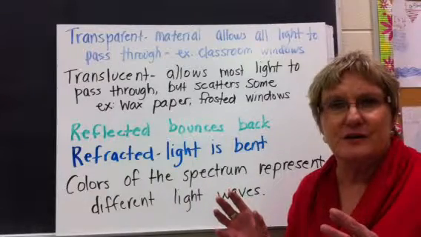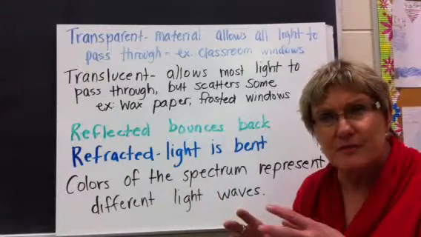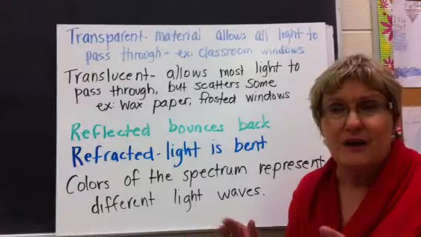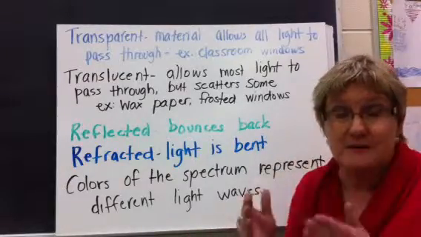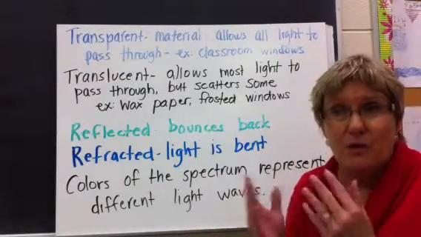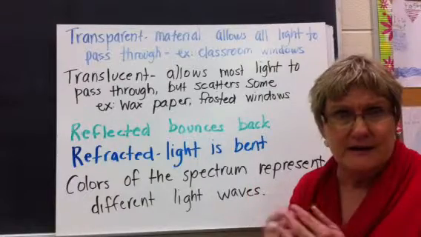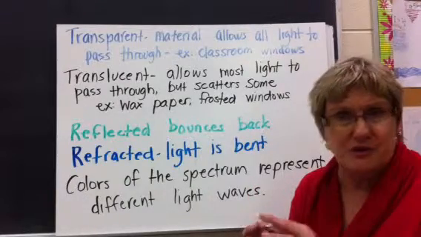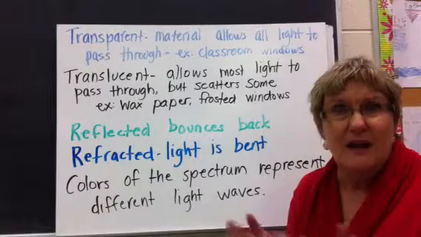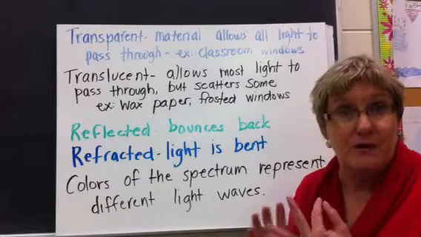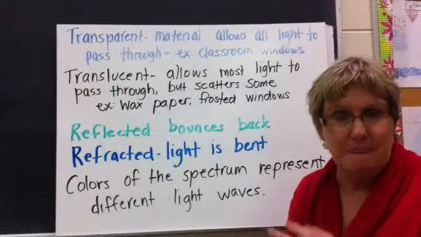If you know that one, then translucent is easy. Translucent is a material that allows most of the light to come through, but some of it is scattered. So when you look through translucent material, what you're seeing is kind of blurry. You'll see an object, but you don't see detail. Examples of this are wax paper and frosted windows.